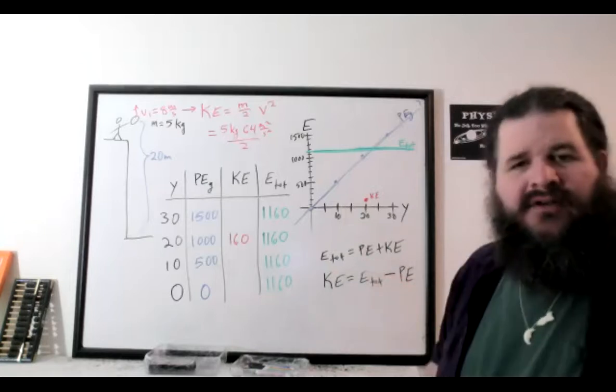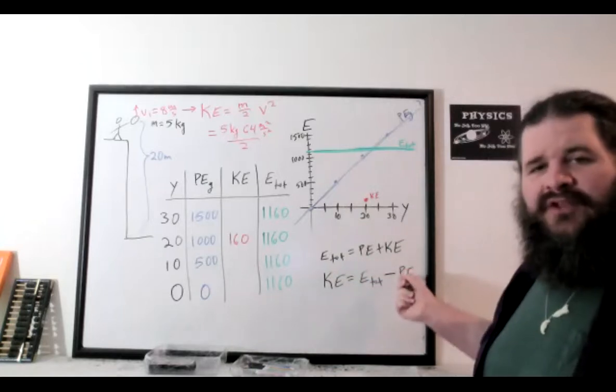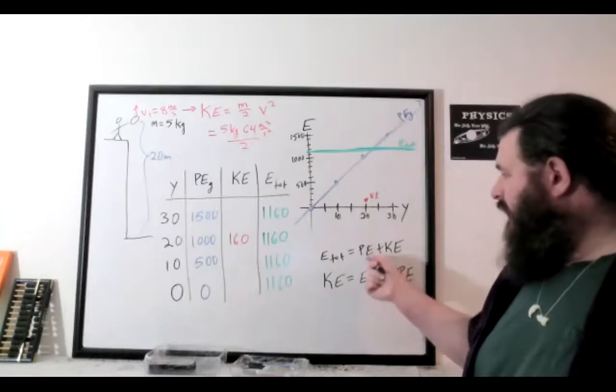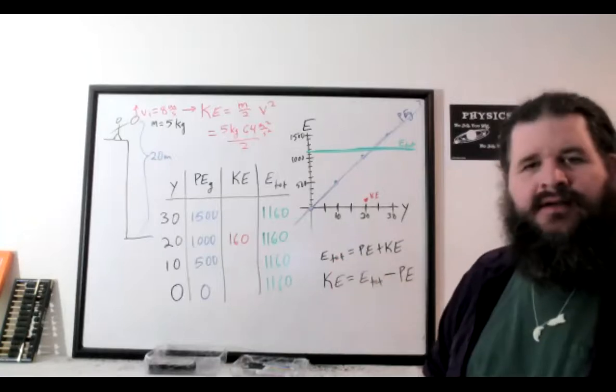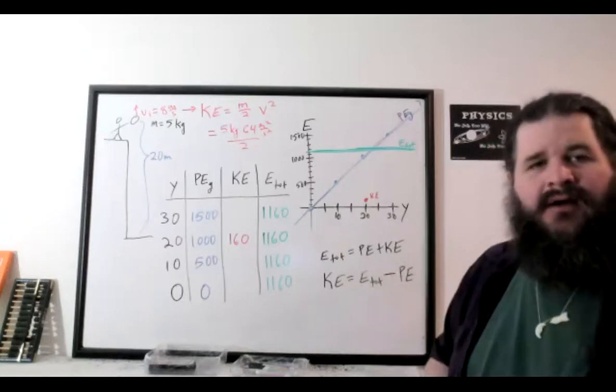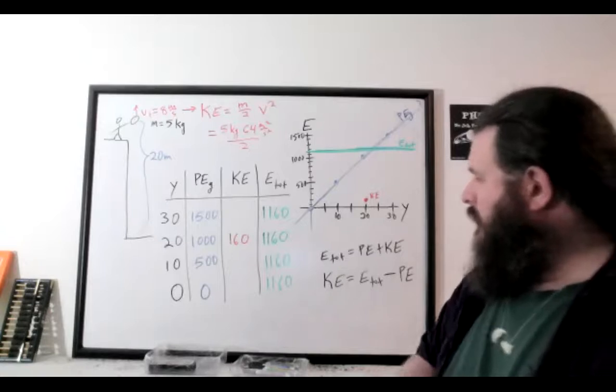If there were other types of energy involved as well, then this would be more complicated. You'd have E total minus potential energy of gravity, maybe minus some other things as well. But in this case, we just have two things that add up to a constant. Since we know the total energy everywhere, and we know the potential energy everywhere, we can calculate the kinetic energy everywhere as well by just subtracting.